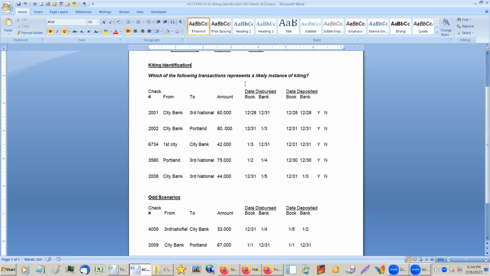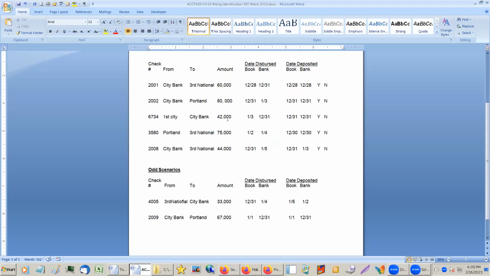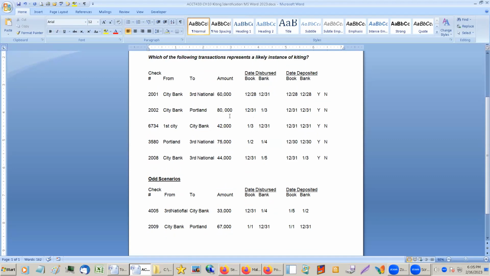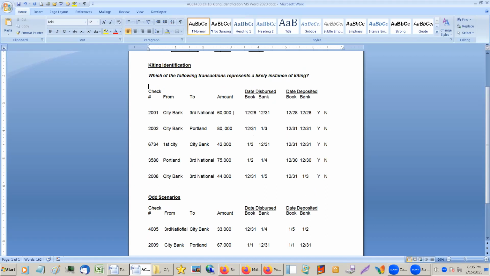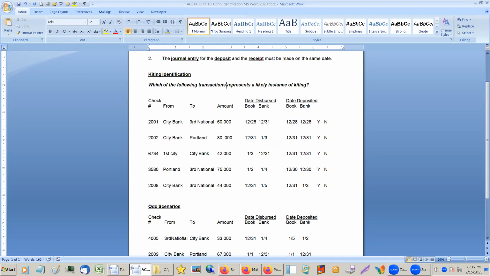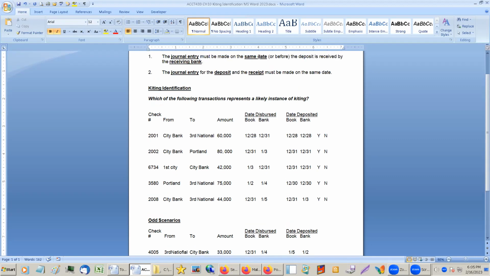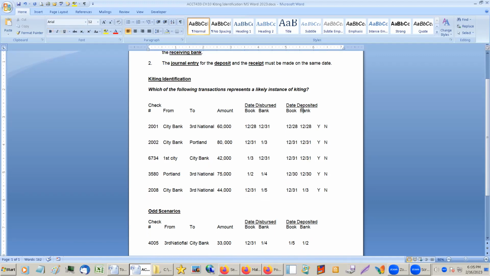All right, so we have these transactions down here. Which of the following transactions represents a likely instance of kiting? All right. Well, let's go through the first one. Journal entry must be made on the same date or before. So, okay, so here's the book and here's the bank. So is that one okay or not okay?